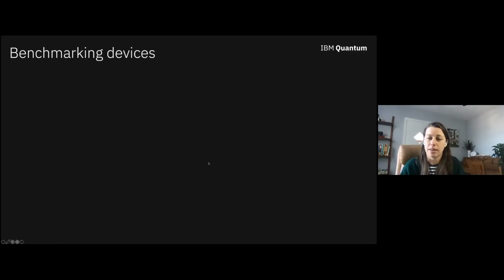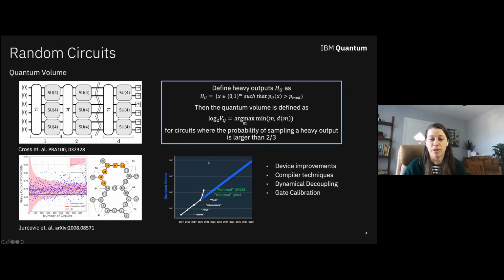So starting with benchmarking. If you've seen an IBM talk in the past couple of years, you've heard us talk about quantum volume, and other groups have started measuring quantum volume on their systems. This is a metric which is a holistic measure of our quantum system performance. So it takes into account error rates on the gates and the measurements, connectivity, your gate set.